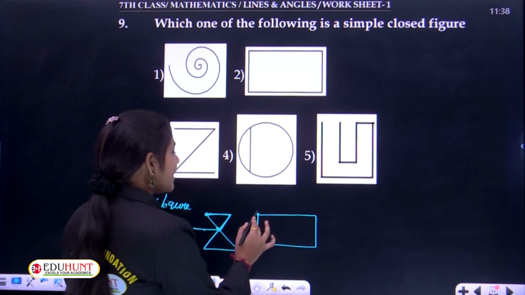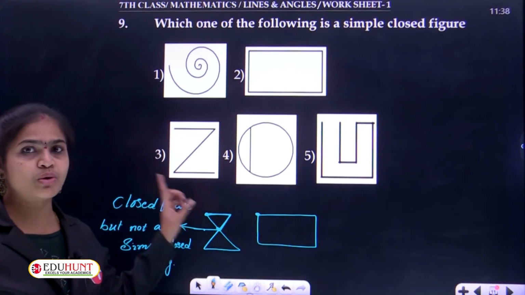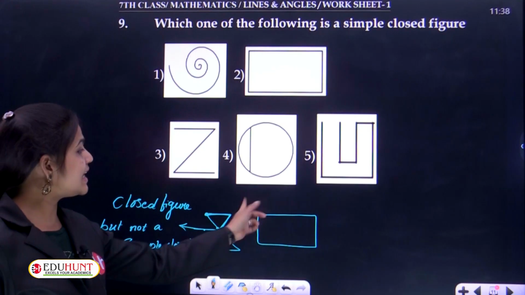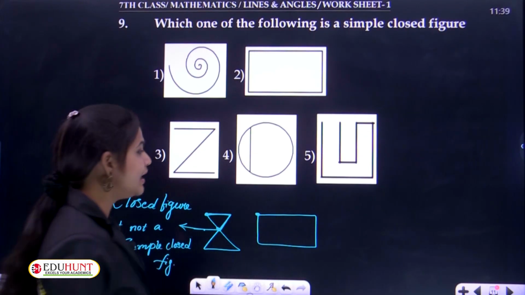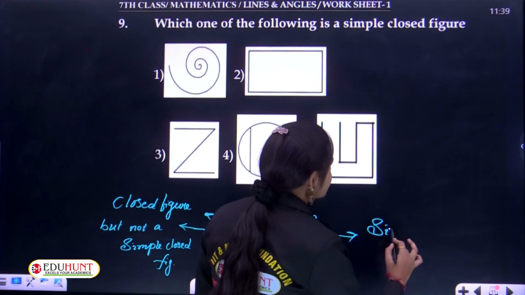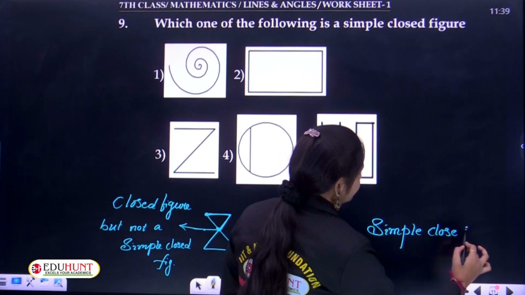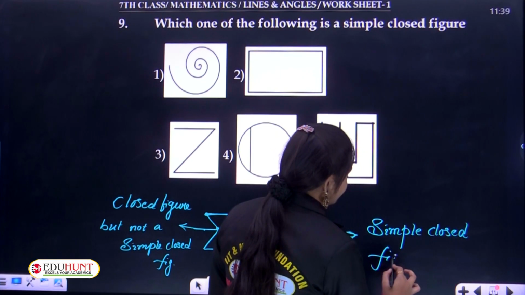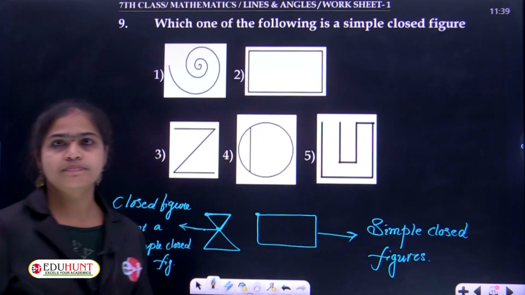And come to this one. Here we have only one point, that is the starting point and ending point, and those 2 are the same. Is there any other intersecting point here? Intersecting points are not there. That's why we call this type of figure a simple closed figure.